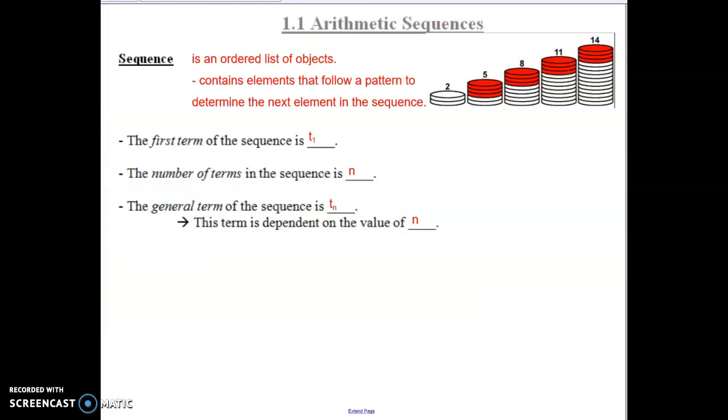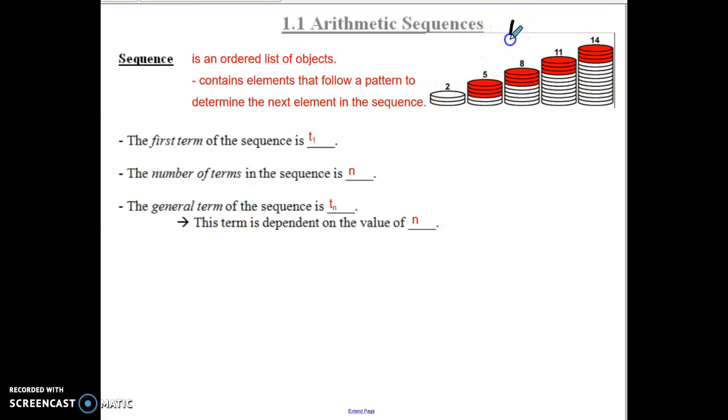Now we're going to get into your notes. So you should have this in your booklet. Please start by filling out these notes. So a sequence is an ordered list of objects. It contains elements that follow a pattern to determine the next element in the sequence.